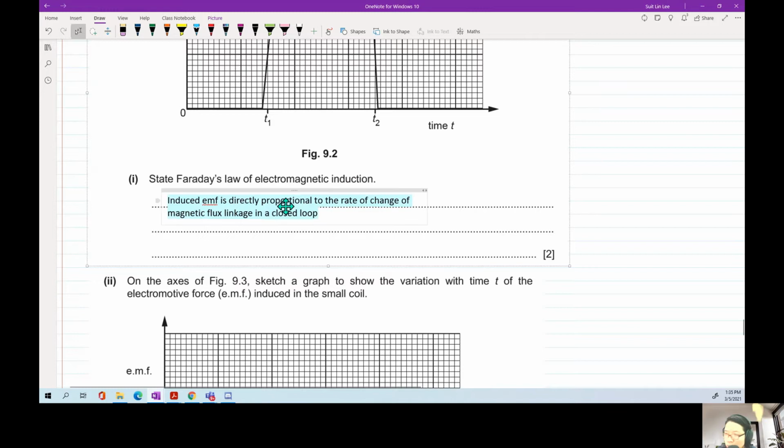If you see directly proportional, induced, wow, they're very nice this year. Induced EMF directly proportional is one mark. Rate of change of magnetic flux linkage, this is A1. This is M1. So the M1 stops at rate.